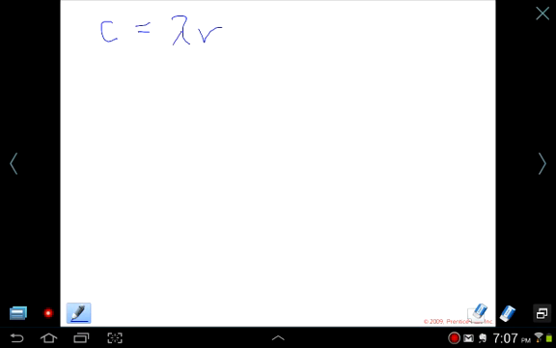And recall that the speed of light is given in meters per second, 3.00 times 10 to the 8 meters per second, so we must ensure that our wavelength is in meters and our frequency is in per second, which is the same thing as, recall, hertz.